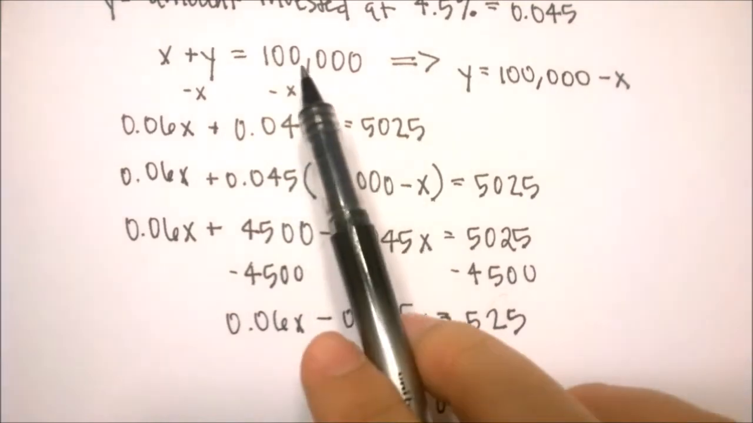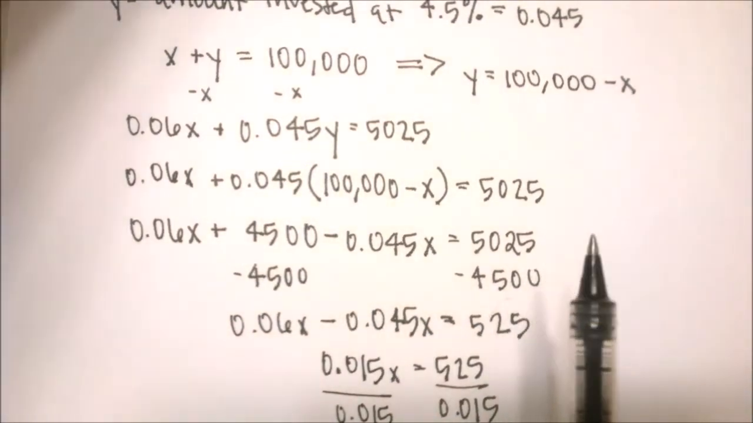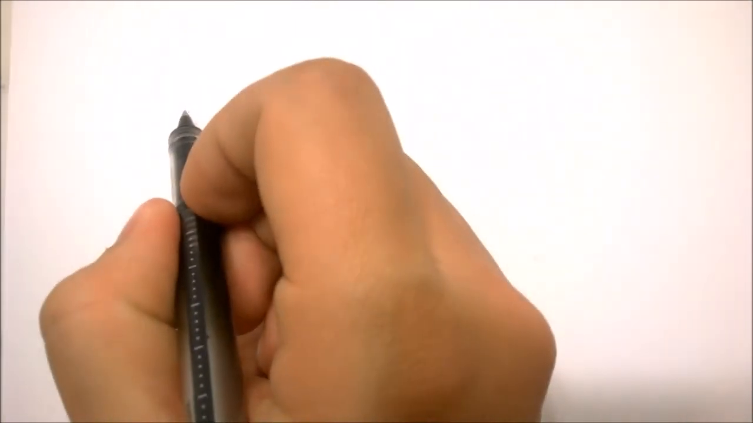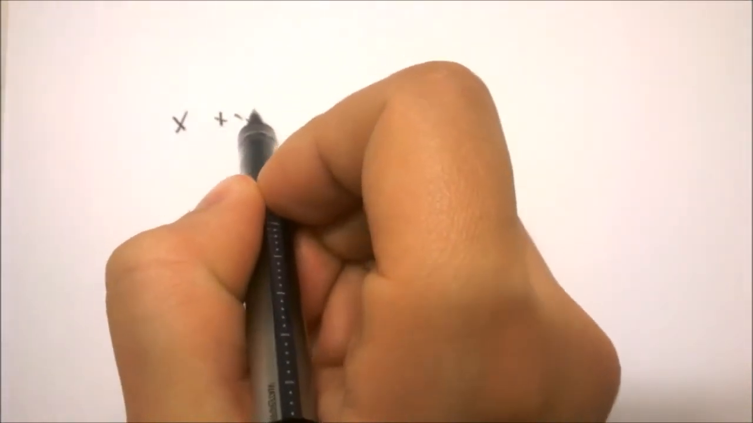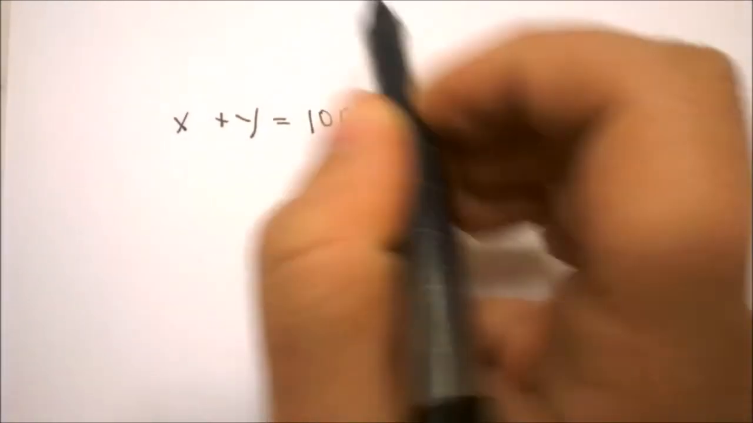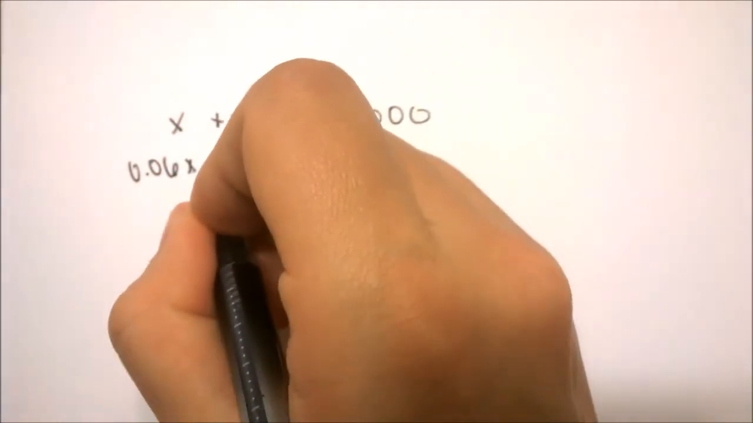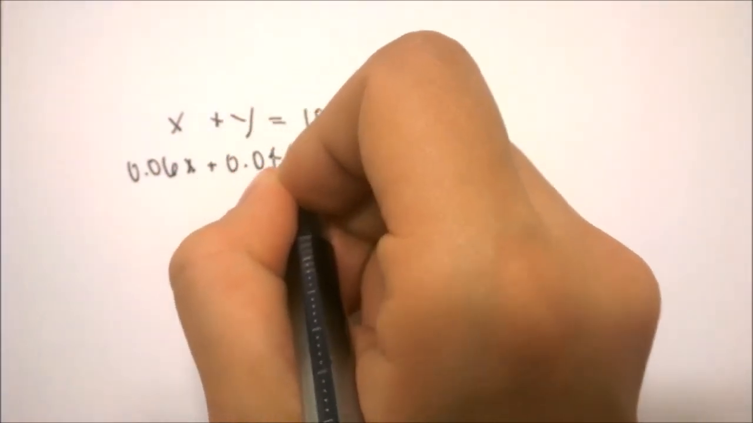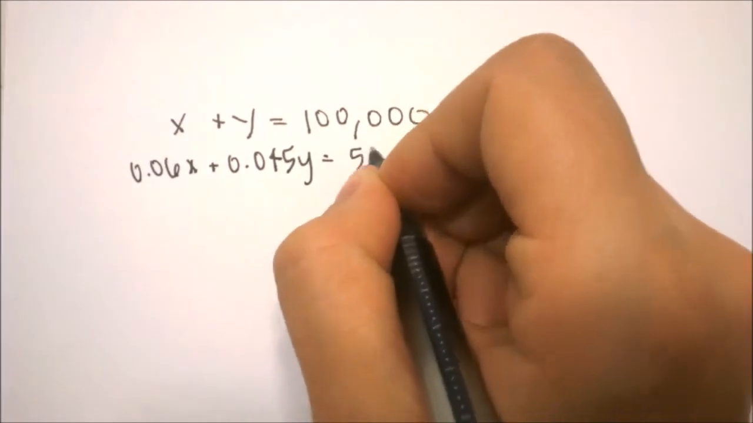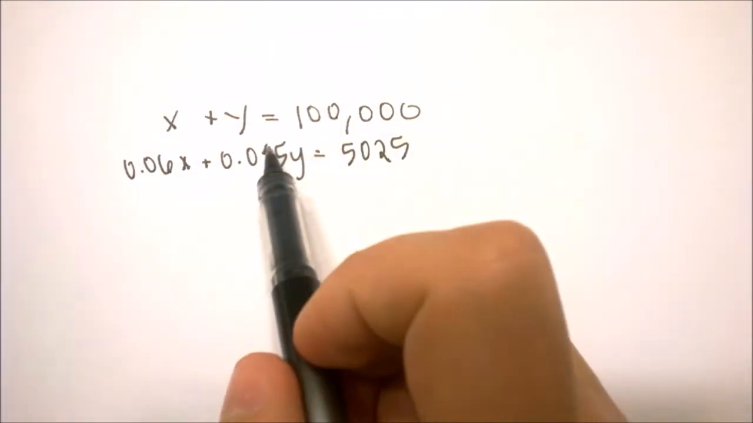And you could also solve this using a system of equations. So let's go over that way really fast. So if we wanted to use a system of equations, we had two equations, x plus y equals 100,000. And then we also had 0.06x plus 0.045y equals 5,025. So we have these two linear equations.